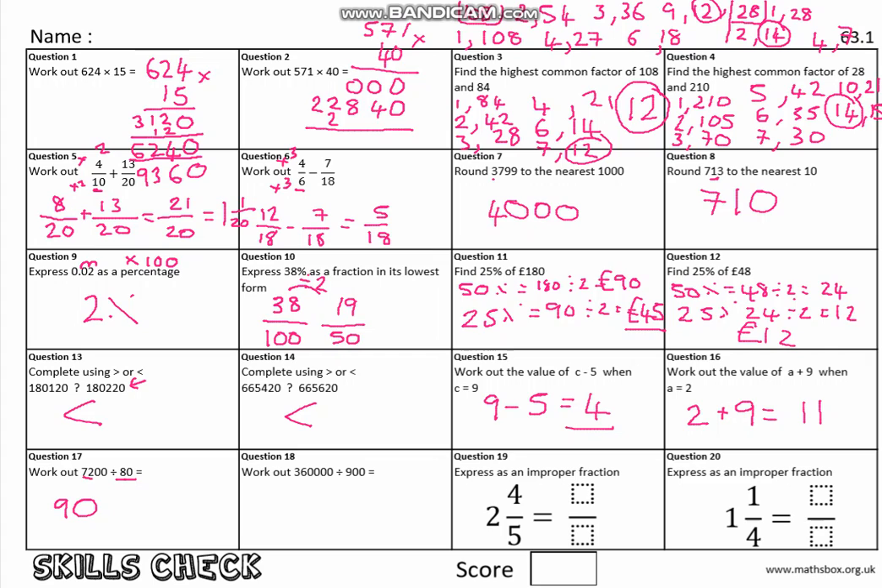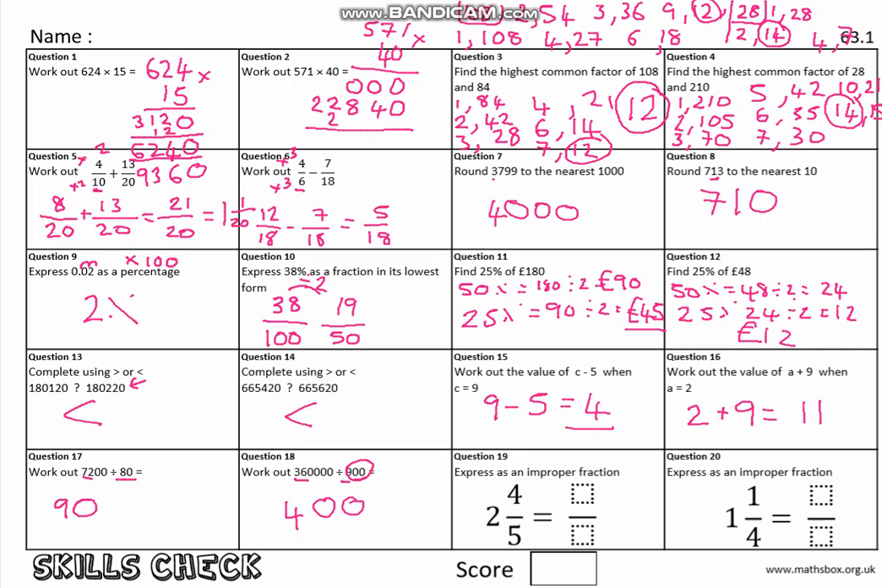Again, this one looks super confusing because it says 360,000 divided by 900. But I'm going to take the numbers I know. So I'm going to do 36 divided by 9, which equals 4. But then I missed out my 2 zeros here, so I'm going to add those in. And there we've got our answer of 400.